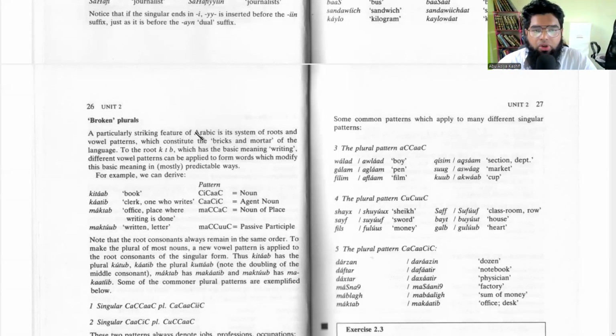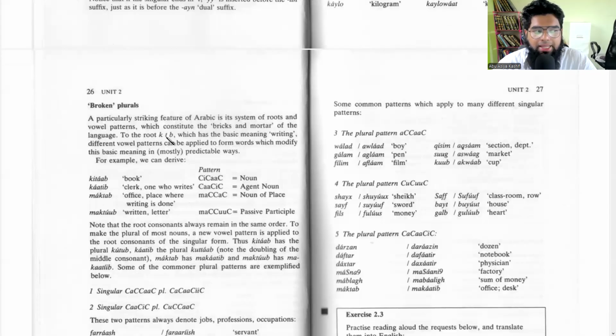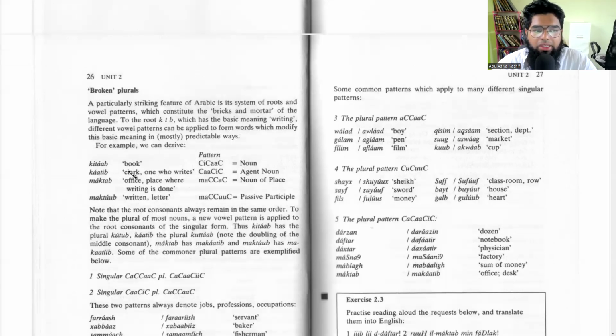A particularly striking feature of Arabic is the system of roots and vowel patterns, which constitute the bricks and mortar of the language. For example, to the root kataba, which has the basic meaning of writing, different vowel patterns can be applied. So we have root letters, no? Kataba, yaktubu, katib, uktub, and so on. So for example, kitab, book, comes from the same root letters. Katib, clerk, one who writes. Maktab, office, place where writing is done. Maktub, written. So kitab.